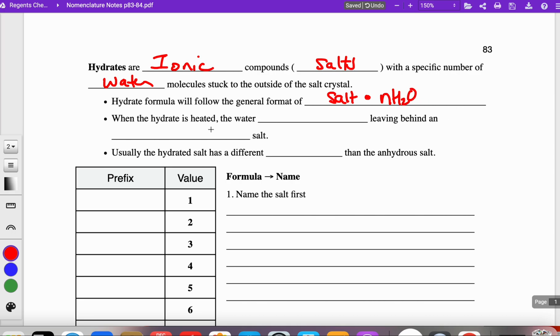When the hydrate is heated, the water is pushed off, or it evaporates. So it leaves the salt's crystalline structure, and it leaves behind what we would refer to as an anhydrous salt. So hydrous referring to water, like hydrate, and an means negative, so it means without the water, salt without the water. Usually the hydrated salt has a different color than the anhydrous salt.